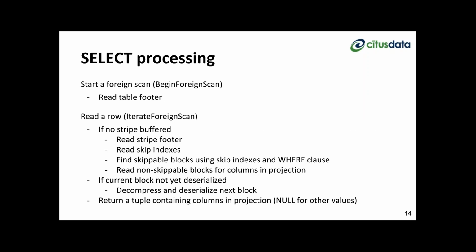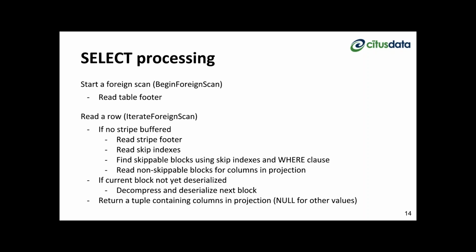So this is almost pseudocode for the actual implementation of CStore. If you go to the source code, you'll more or less find this overview. The foreign data wrapper API has a couple of functions that the extension has to implement. One of them is begin foreign scan. When a user does a select query, first Postgres will call the begin foreign scan method of the foreign data wrapper, and then it will keep asking for rows through the iterate foreign scan, and finally there's an end foreign scan.